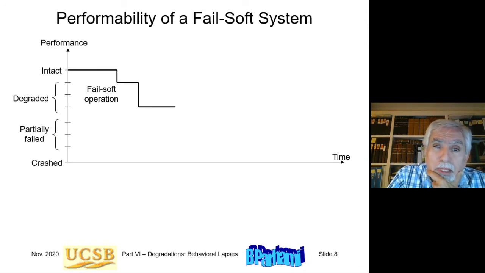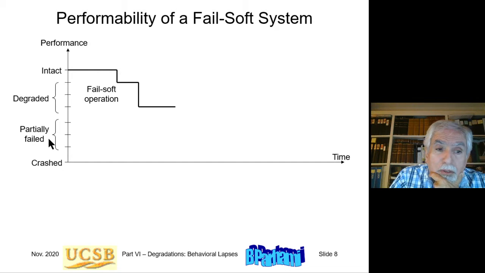Okay, so performability of a fail-soft system is defined in this diagram. In a fail-soft system, we have different levels of performance from all the way at the top, intact or full functionality, to the bottom, which is crashed or no functionality at all. We have different levels of functionalities. Some of these we call degraded, when they're close to intact, but they're less functional.